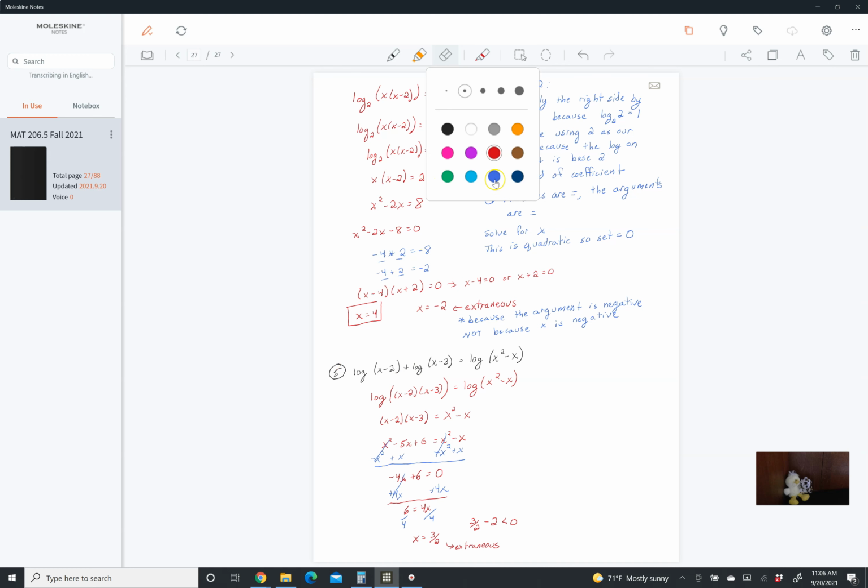So let's just do a quick review of what we did. We condensed. We set the arguments equal to each other because the bases were equal. Then we solved the quadratic, which actually turned out to be linear. And we checked for extraneous solutions.